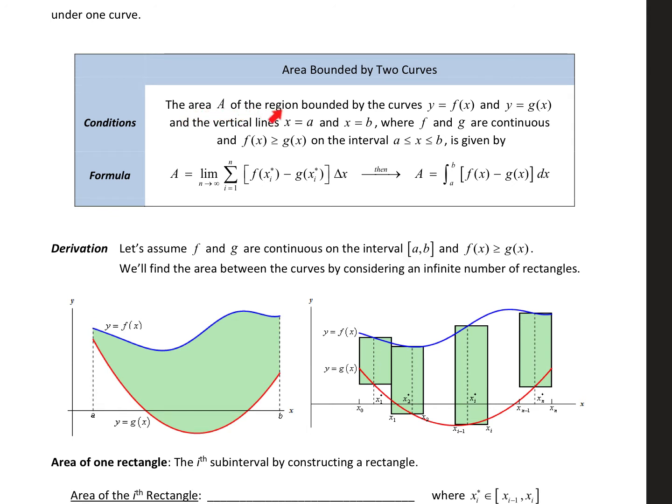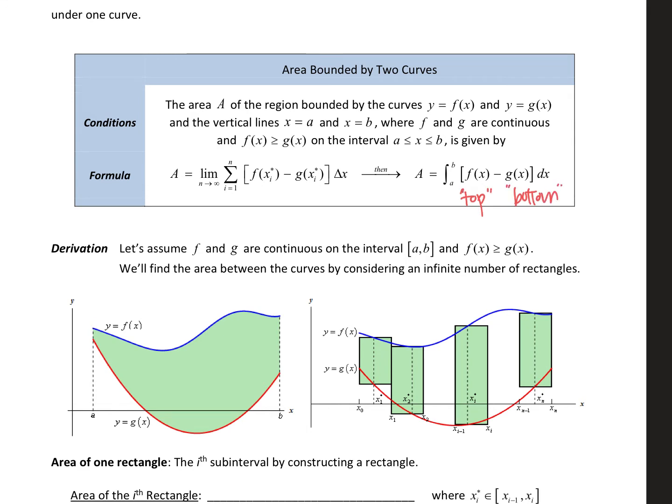So area A: we have two functions, f of x and g of x. Notice here that f of x is always on top of g of x, so f of x is bigger than or equal to g of x. So this is the top function, this is the bottom function. To find this area, we take the integral of f of x minus g of x dx. If I have just one function, it's the integral of f of x dx, that's it. Here I have f of x and g of x, and it's the area between. So I'm going to make a label here. This is my top function. This is my bottom function.